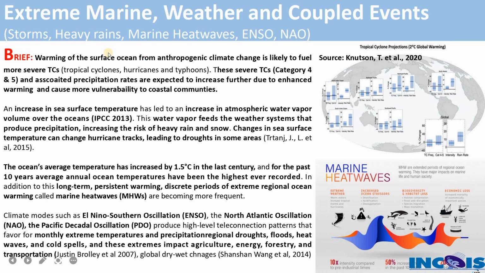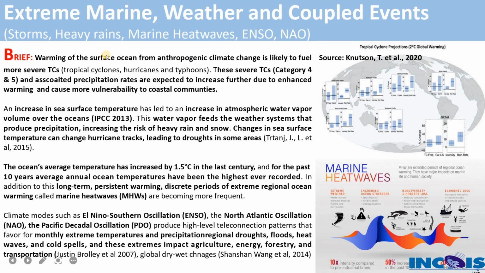So coming to another impact, that is the extreme marine weather and coupled events. These are storms, I mean tropical cyclones, which somewhere you can call hurricanes, typhoons, and associated heavy rains, marine heat waves, and some kind of climate modes like El Nino Southern Oscillation, North Atlantic Oscillation, Pacific Decadal Oscillation, and all, right? So actually, we know that in the formation of a cyclone, there are many factors.